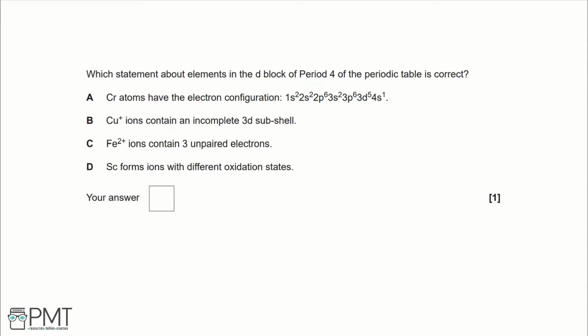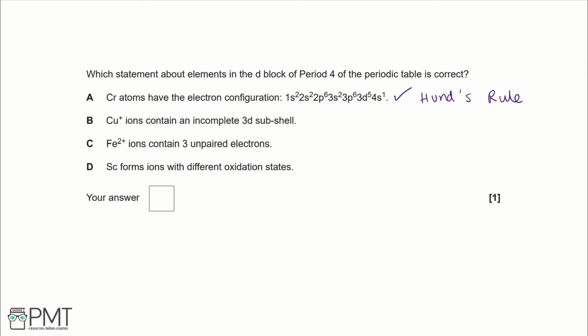Looking at A, chromium atoms have an electron configuration of 1s2, 2s2, 2p6, 3s2, 3p6, 3d5, 4s1. This statement is correct, and it's based on Hund's rule, which means that electrons want to fill up singularly before they pair up. So it's going to be more stable to have individually filled D subshells and one individually filled 4s subshell than it would be to pair this 4s electron with one of the 3d electrons. So this statement is true.